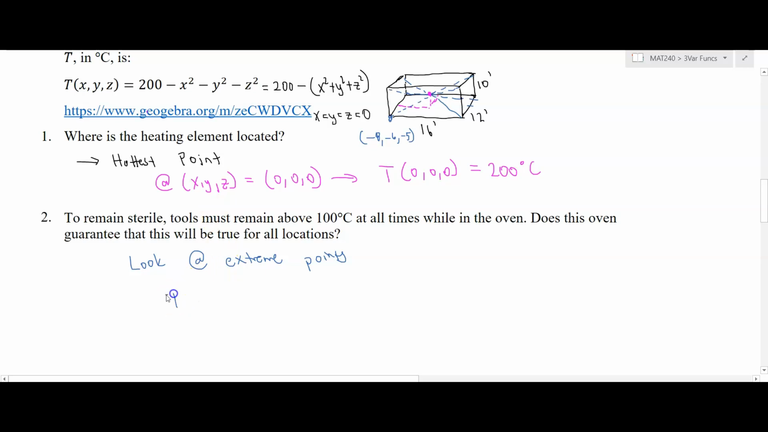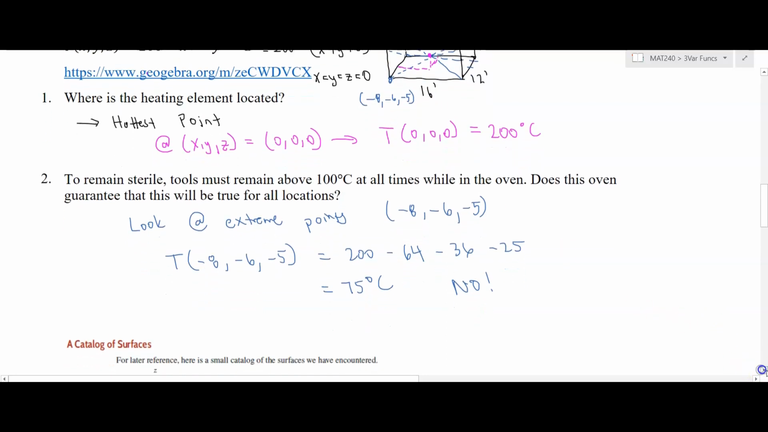Okay, so let's check the temperature at this point. So the temperature at, and then we're saying we're going to use -8, -6, -5. So the temperature at position -8, -6, -5 will be 200 minus the x squared, which is 64, minus the y squared, which will be 36, minus the z squared, which will be 25, and that comes out to 75 degrees Celsius. So the answer is no. In fact, we see that there is a location that has a lower temperature. And we just did that logically by realizing that the farther we get away, the lower that temperature will be.